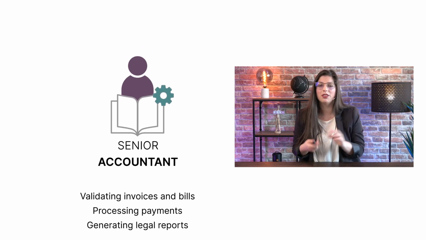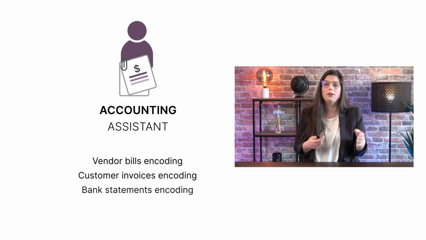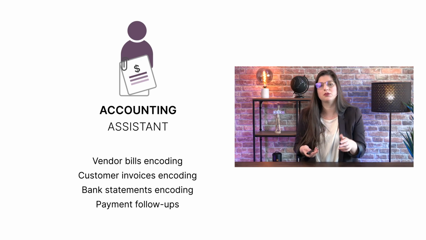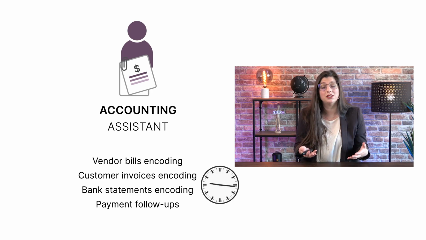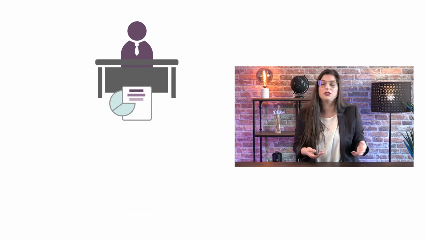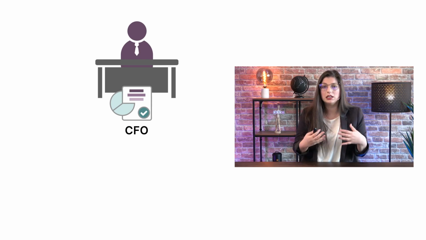To help them, there's also the accounting assistants whose responsibility is the day-to-day bookkeeping of the company, meaning vendor bills encoding, the customer invoices, processing the bank statements, and managing the payment follow-ups. We have to say that these actions need to be done fast, as the senior accountant needs to validate all those afterwards. Next stakeholder within the internal team is the CFO, the Chief Financial Officer, whose responsibility is to monitor the financial health of the company.